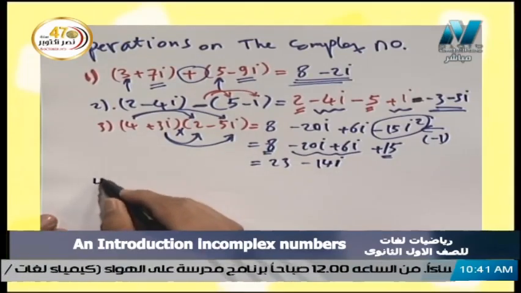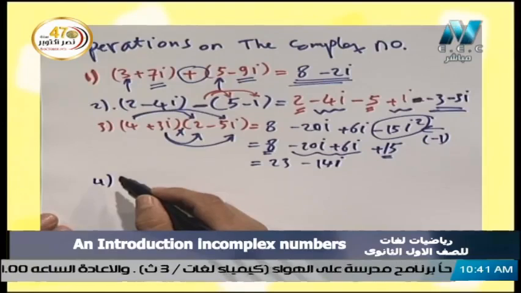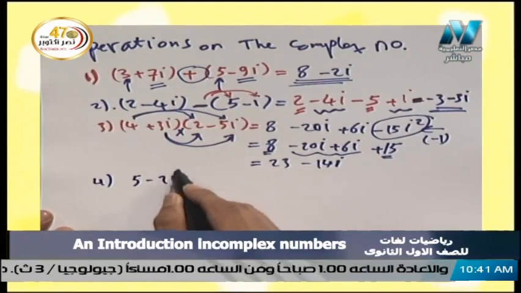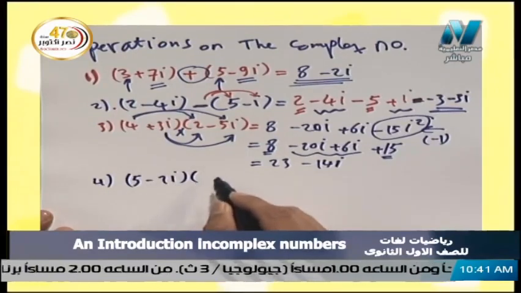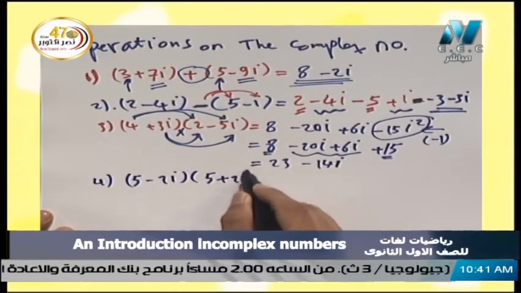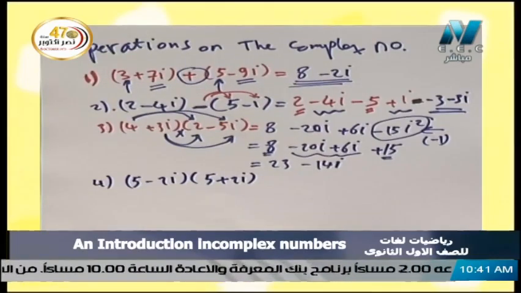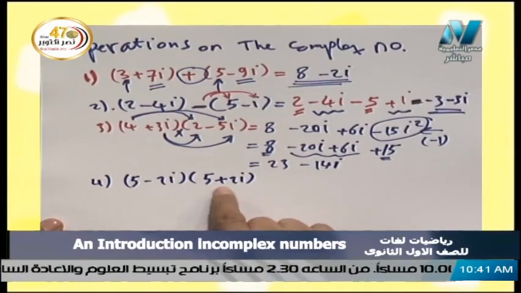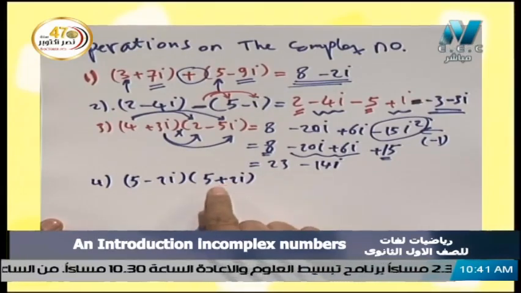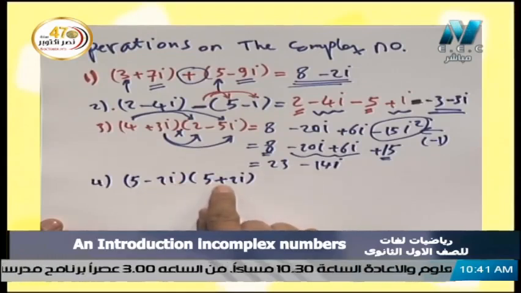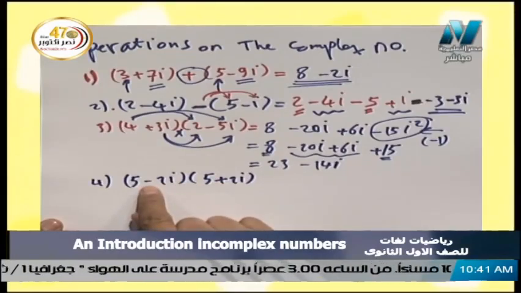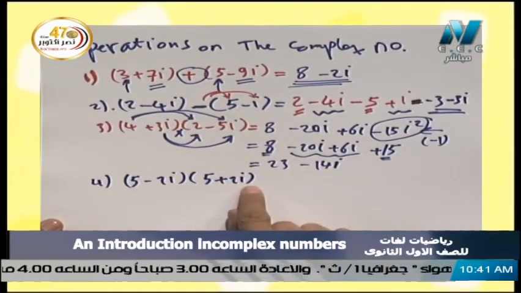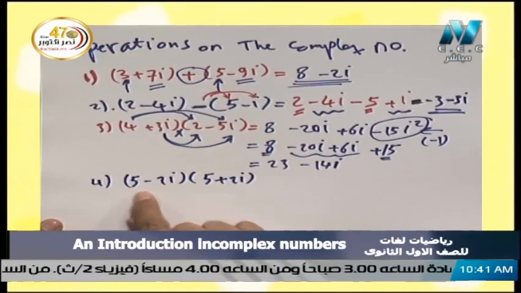Let's move to another example. If we have 5 minus 2i multiplied by 5 plus 2i, if you concentrate on these numbers, they have opposite signs. It's minus 2i here, it's plus 2i here. So this number is the conjugate of this number, and this number is the conjugate of this number. So they are conjugates.